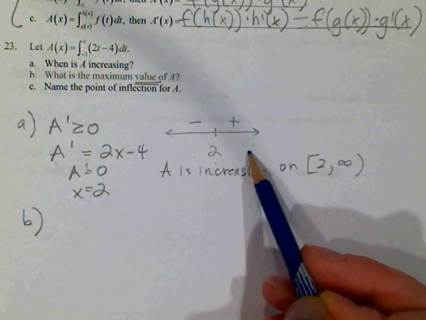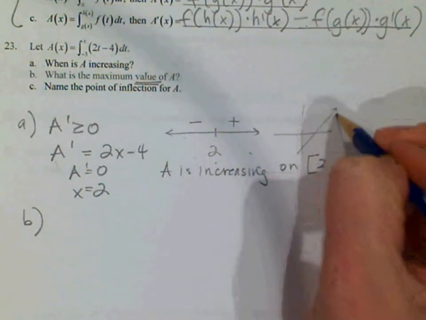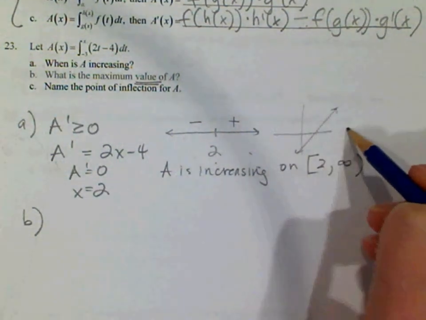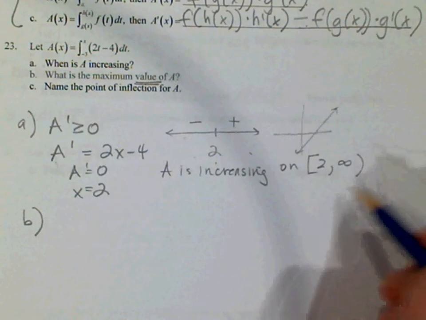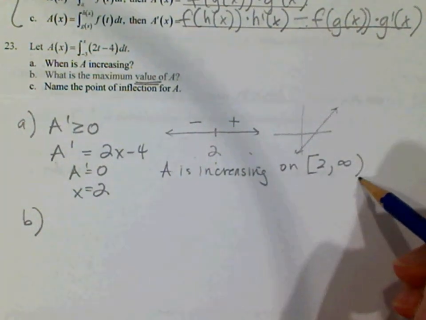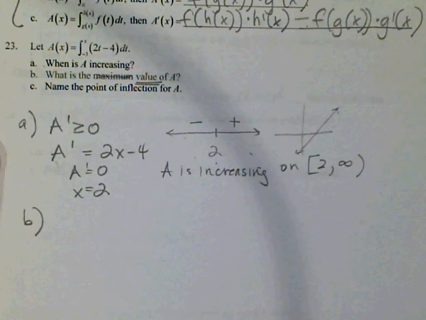Think about that for a minute. My derivative is positive from 2 over, which means my original function is increasing for that entire value from 2 to infinity, so I'm not going to have a max because I'm not on a closed interval. So let's change this problem to ask for the minimum value.